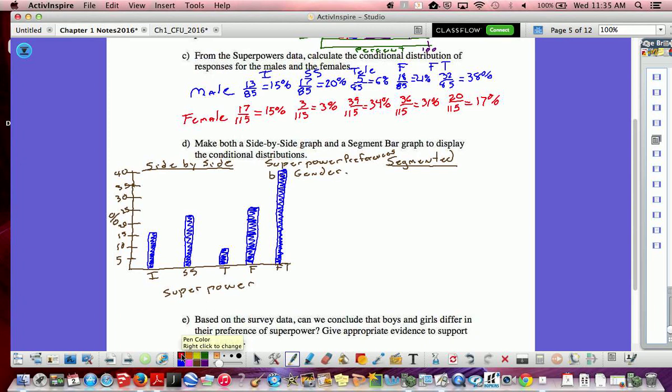All right, now we're going to do all the bars for females. So 15%. 3% for super strength. 34% for telepathy. 31% for flying, and 17% for freeze time.